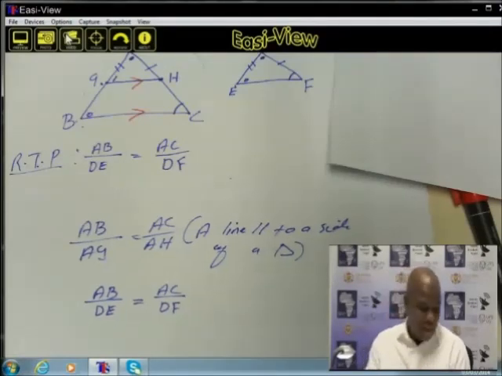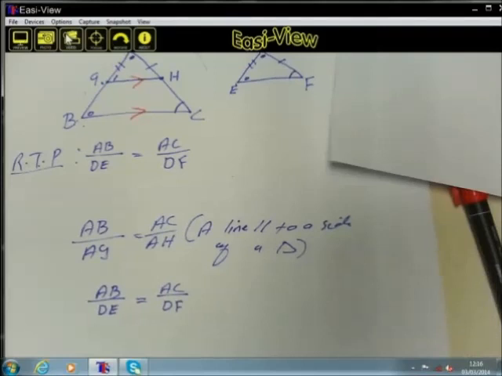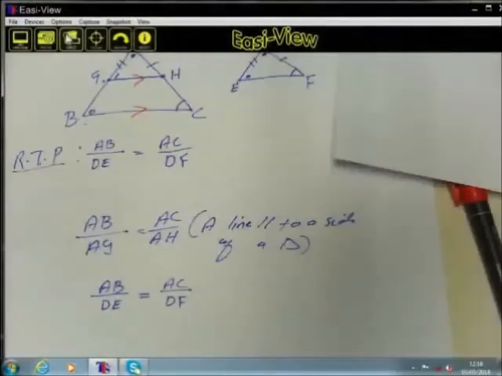I think we've done enough for today. But before I let you go, I want us to do one last exercise, and I believe that exercise will be based on the application of this theorem.